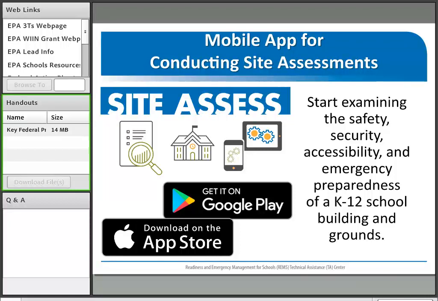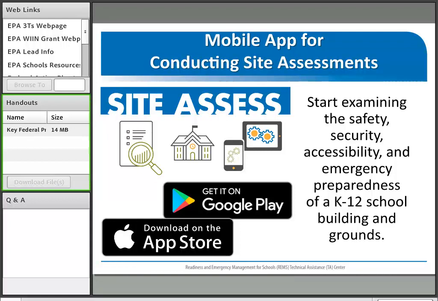The mobile app is designed specifically for education agencies, and it allows personnel to walk around buildings and grounds and conduct a site assessment. You can do this on a phone or on a tablet. It equips practitioners with information and knowledge about fundamental site assessment topics. So you don't have to feel like you don't know what you don't know or what questions you need to ask. It's all there in the app. You can explore it more on our website.